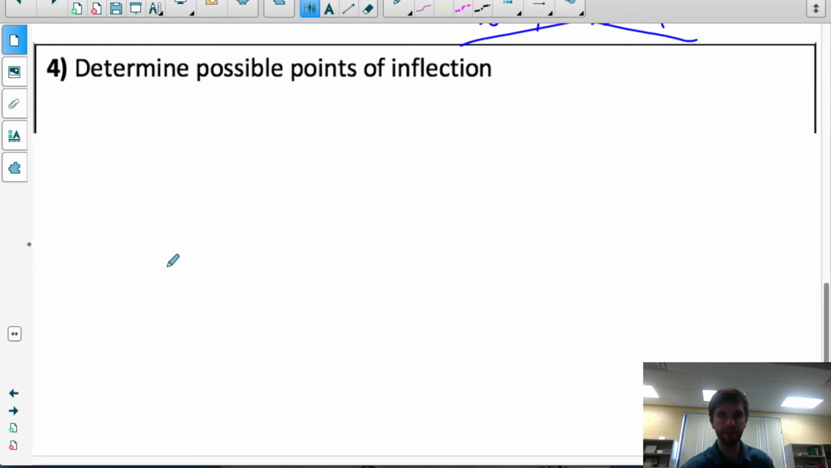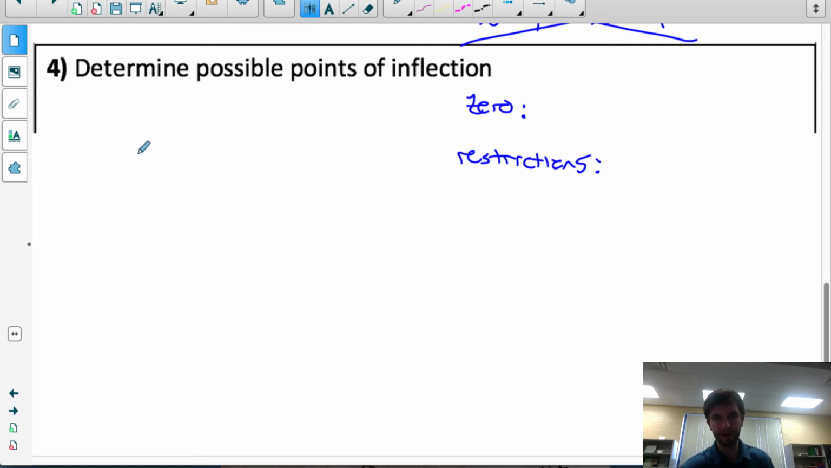Okay, now let's find the possible points of inflection. Remember, a point of inflection is where the function changes from concave up to concave down. So in order to figure that out, we're going to look at when is the second derivative either equal to 0 or when is it undefined. So we're going to find the zeros and the restrictions of the second derivative. And so these possible points of inflection, they're only possible points of inflection if they make the second derivative 0 or undefined and are also in the domain of the original function.